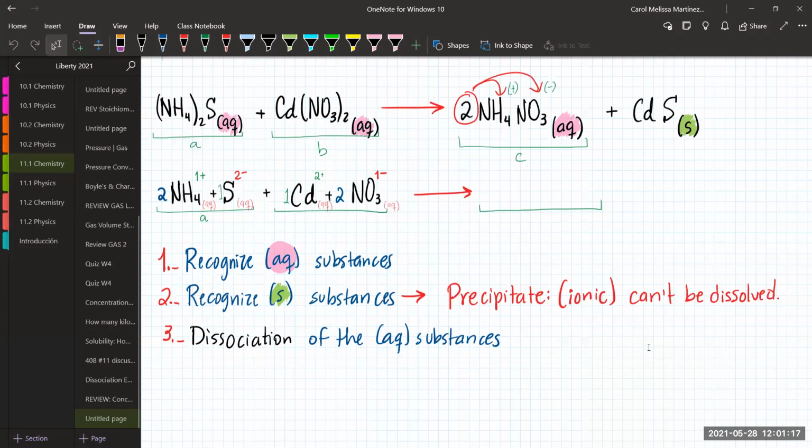So in the end, you will have 2 ammonium ions with a charge of 1 positive, in aqueous solution, plus, again, I repeat, this one multiplies the second substance too, the polyatomic ion. So this will also be 2 NO3.